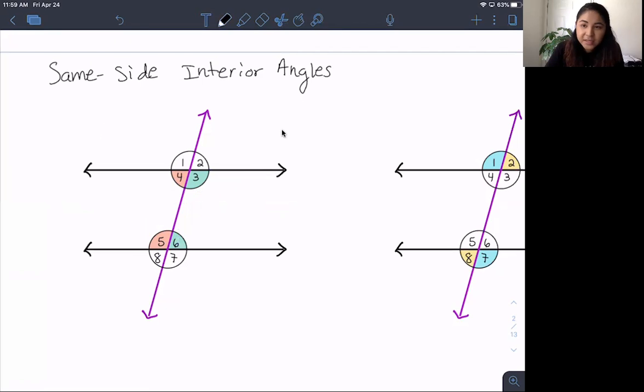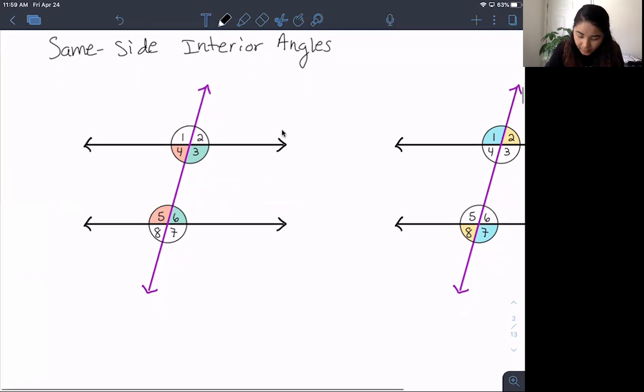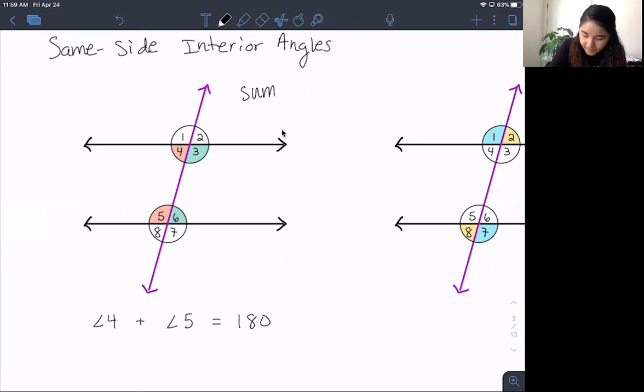Now the relationship between these are not equal to each other, okay? They add up to 180. So angle 4 plus angle 5 equals 180 degrees, right? So the sum equals 180, okay? And we can see that because if we take a look at angle 4 and angle 3, they make a straight line. A straight line is 180 degrees, right?